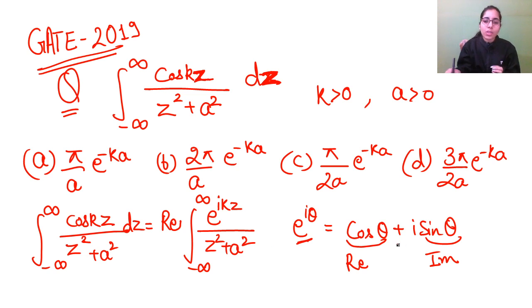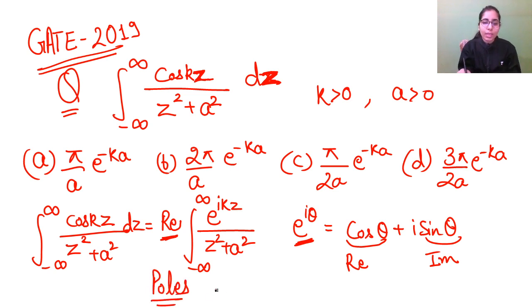What I have done, in place of cos I have written exponential, and then I am saying it is the real part of exponential, which is this function. Clear? So this is something you need to focus on and you need to know. Clear? Next, the next step is simple, easy: find the poles.